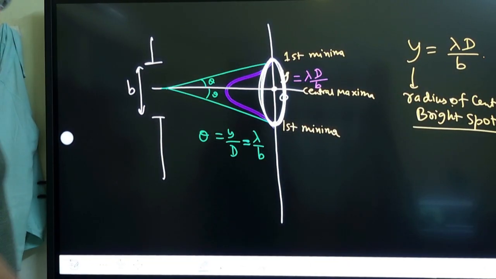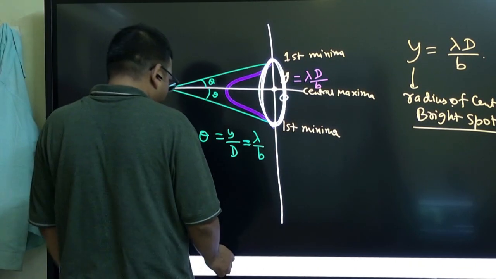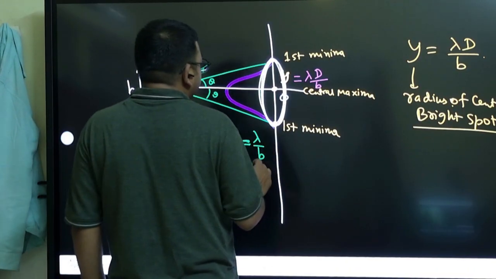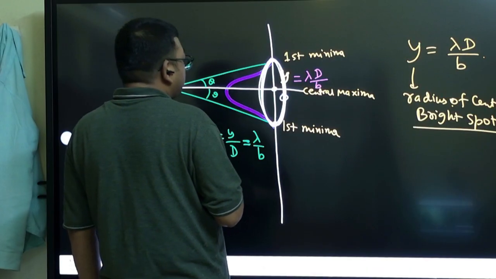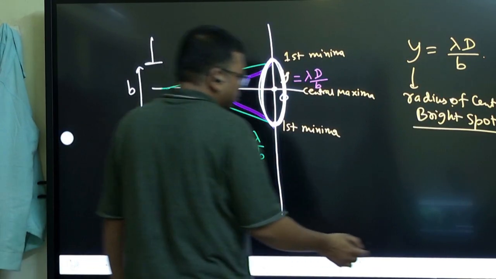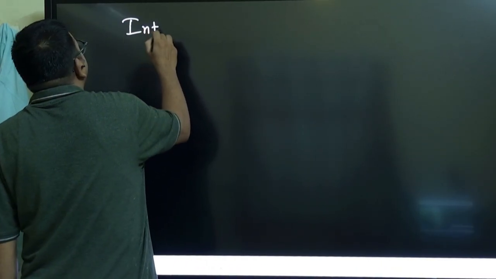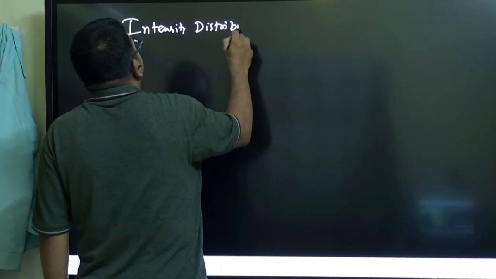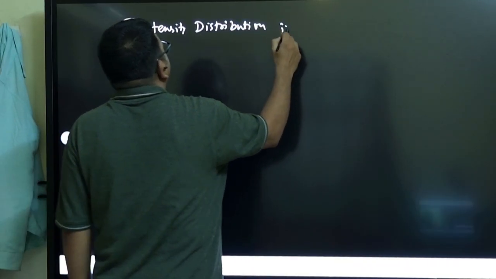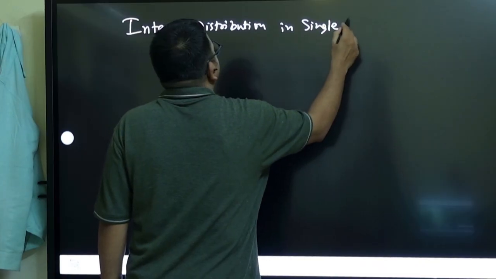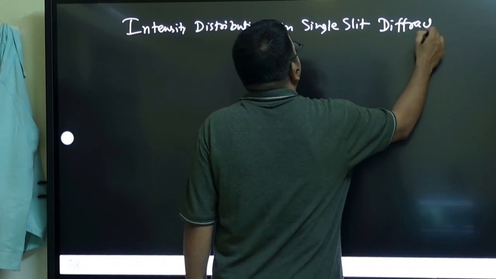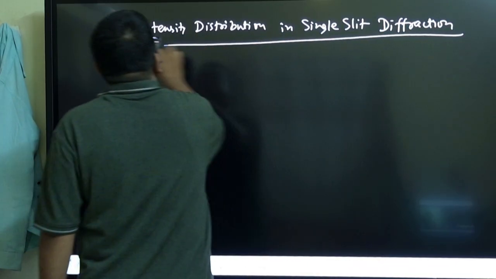And if you look at the intensity, now this is very important. This first minima is there, and there will be maximas also. All the maxima intensities are not the same, so the intensity distribution is non-uniform. This is the intensity distribution in single slit diffraction. This is the last topic, and with this we will cover that.